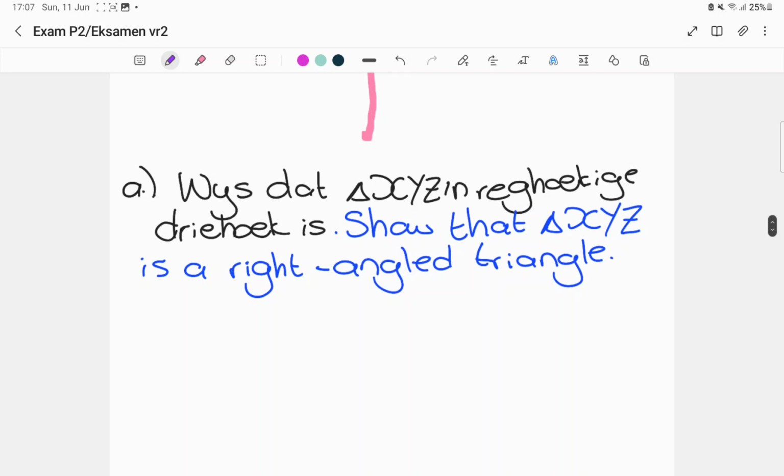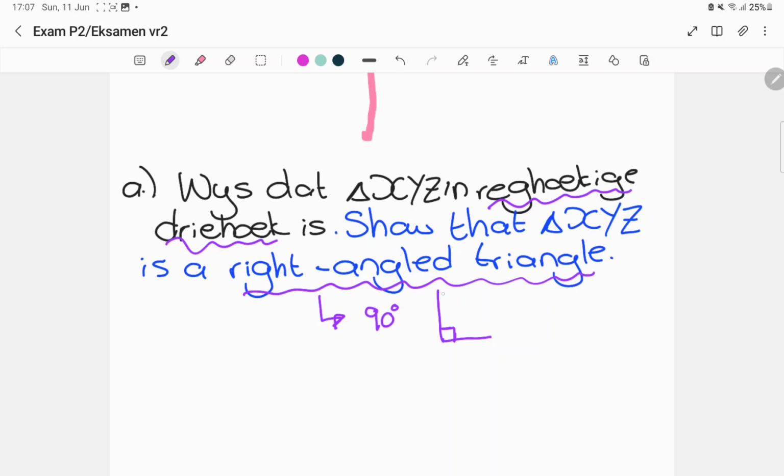The first question says, show that triangle XYZ is a right-angled triangle. Or in Afrikaans, wys dat driehoek XYZ 'n reghoekige driehoek is. A right-angled triangle means that you need to have an angle that is 90 degrees. Meaning somewhere in my triangle I will need a 90 degree angle, which means two lines will be perpendicular. Twee lyne gaan loodreg wees.